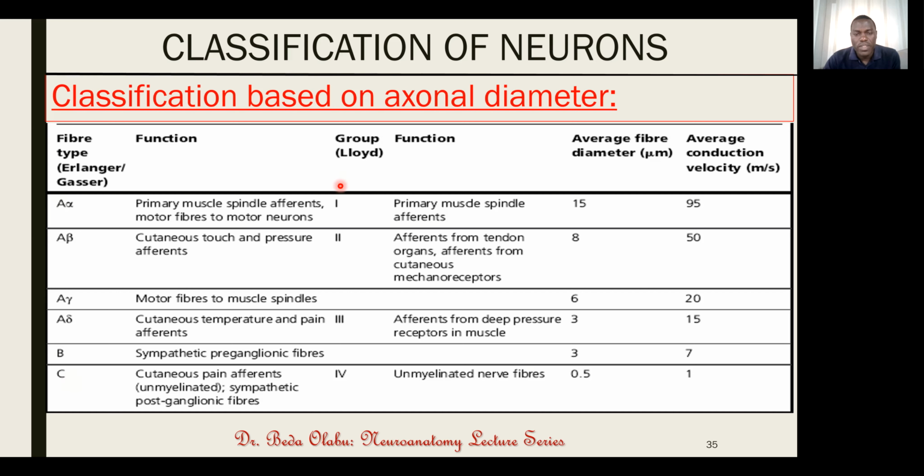This is another naming system which recognizes them as type 1, type 2, type 3, and type 4. My intention is not really to give you the measurements, but to pass this message: the wider the neuron, the faster the speed of impulse conduction. The narrower the neuron, the slower the speed at which it will conduct impulses. That's the message here.